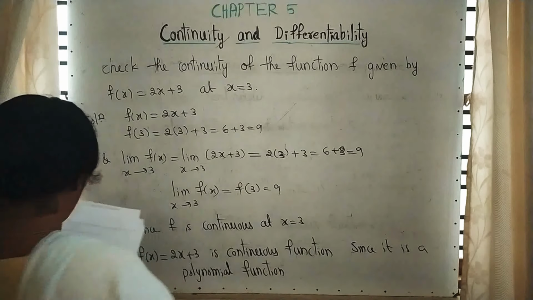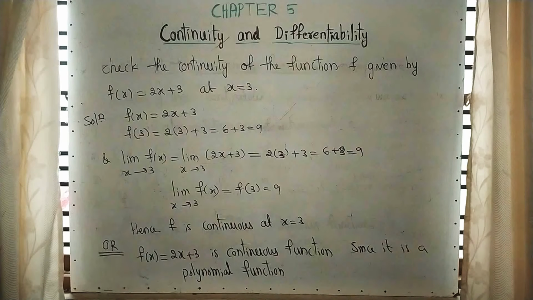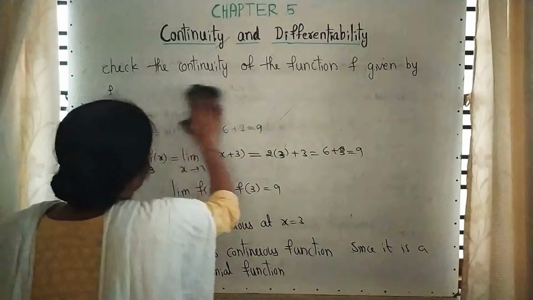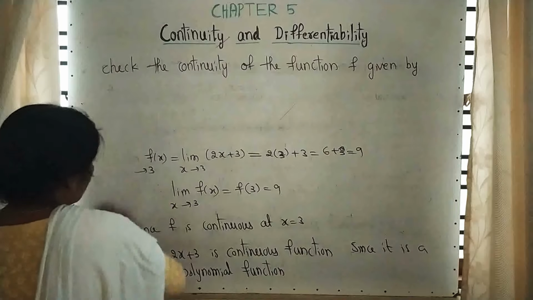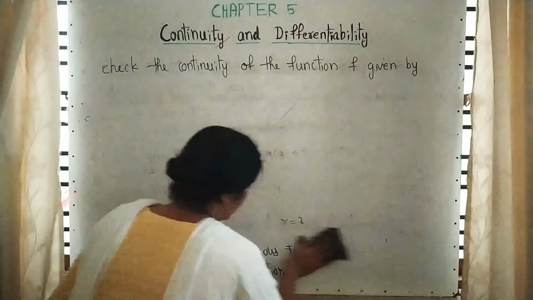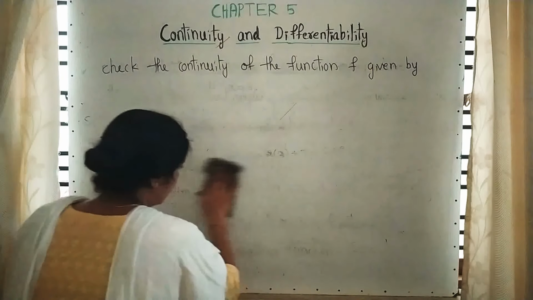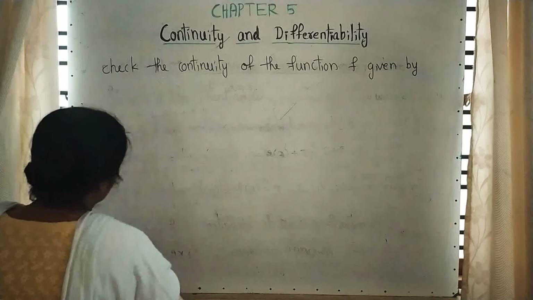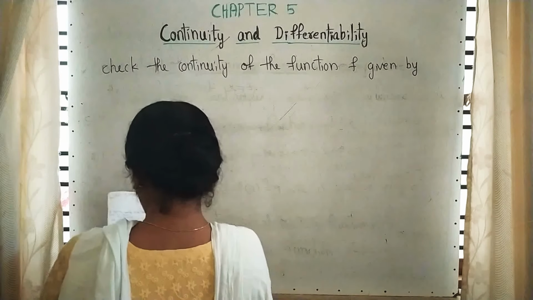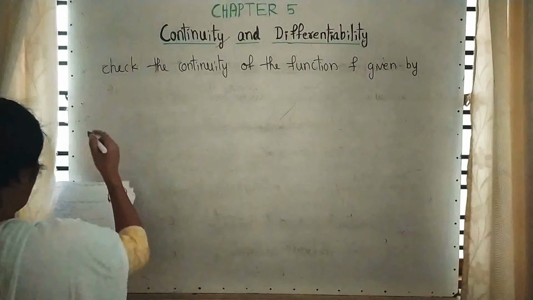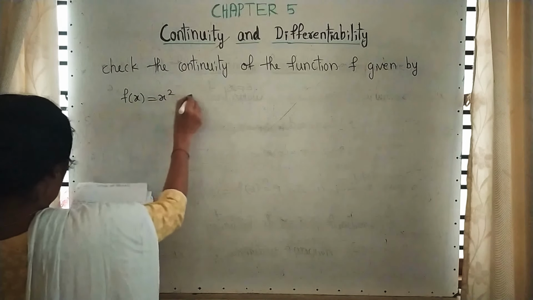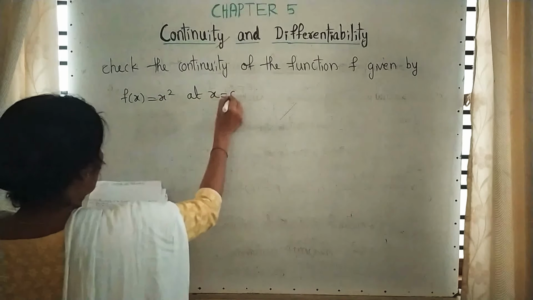Shall I give you the next one? Because in some questions we cannot write directly, we have to go for the calculations. That's why I am showing you both the methods. f of x is equal to x square at x is equal to 0.